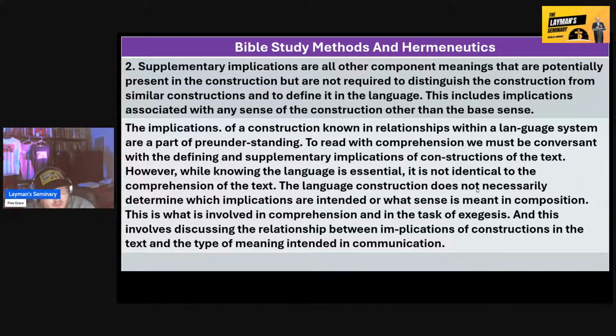To read with comprehension, we must be conversant with the defining and supplementary implications of constructions of the text. However, while knowing the language is essential, it's not identical to the comprehension of the text. The language construction does not necessarily determine which implications are intended or what sense is meant in composition. This is what is involved in comprehension in the task of exegesis, and this involves discussing the relationship between implications of constructions in the text and the type of meaning intended in communication.